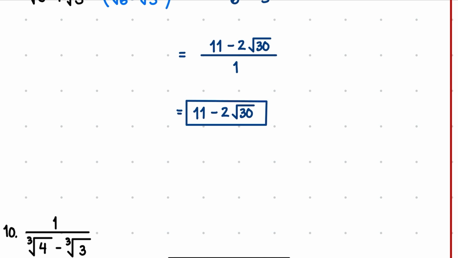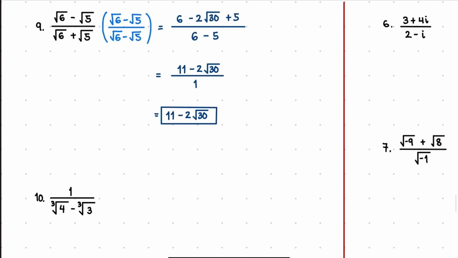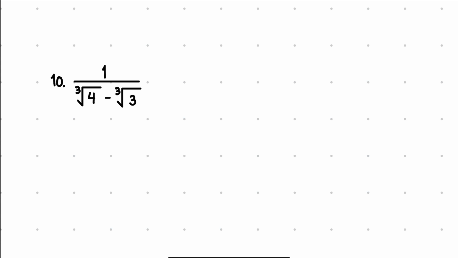Okay, I think let's just live with that. Okay, good. So that's for the 9th item. For the 10th one, here we have, again, our goal is to eliminate the denominator.